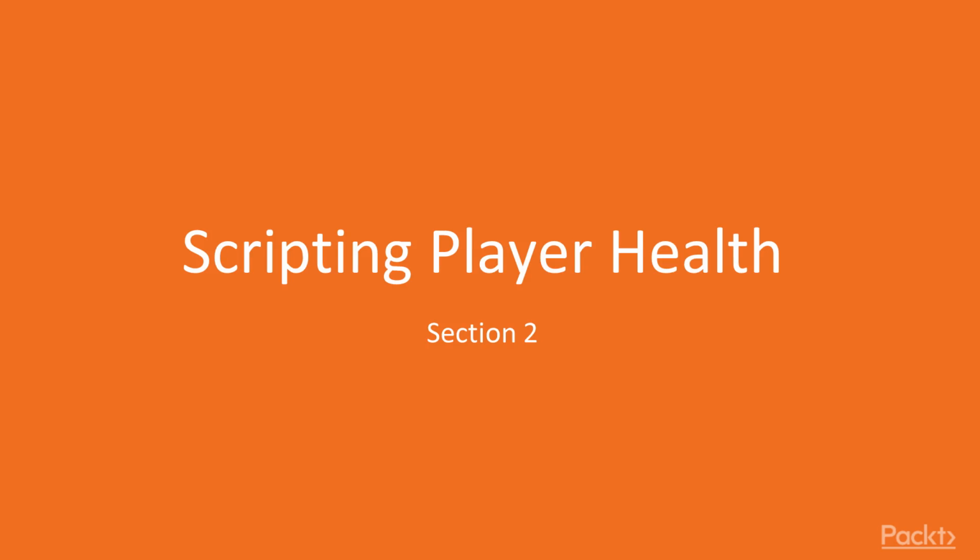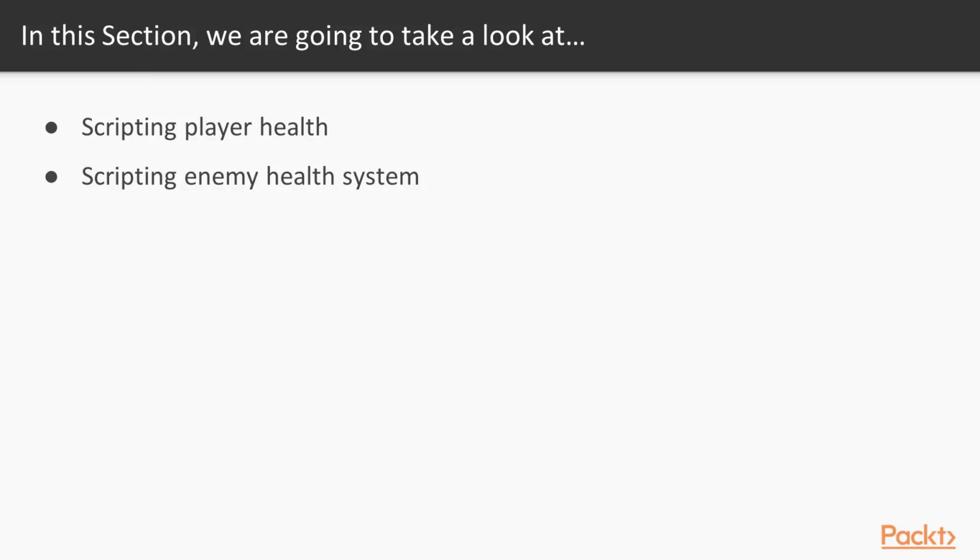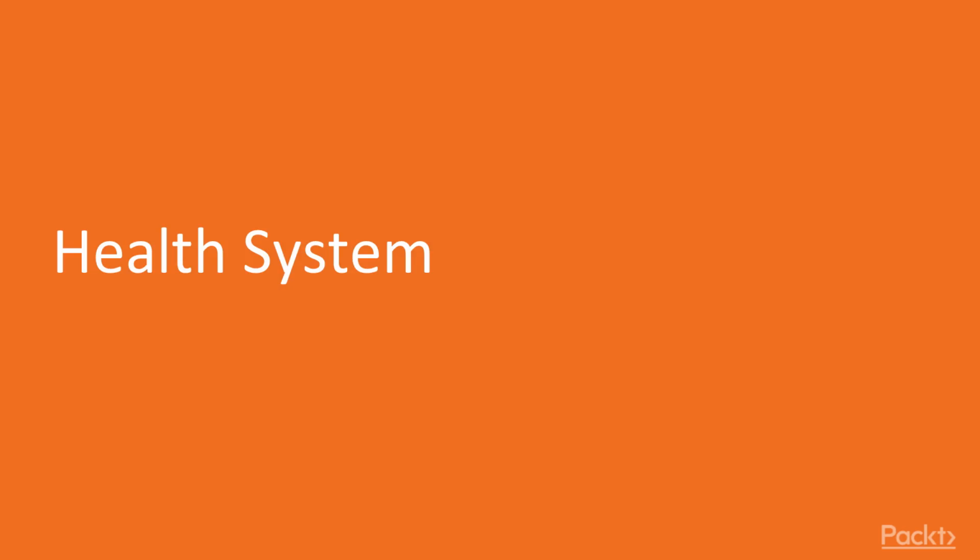In our last section, we reviewed artificial intelligence as it relates to our Unity games, and we planned a combat system for demonstration. In this section, we're going to create health systems for the player character and the enemy or non-player character. Let's get started with the first video of this section, where we will cover the player health, that is, the health system for our player character.